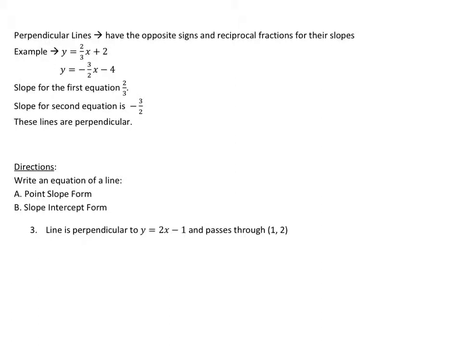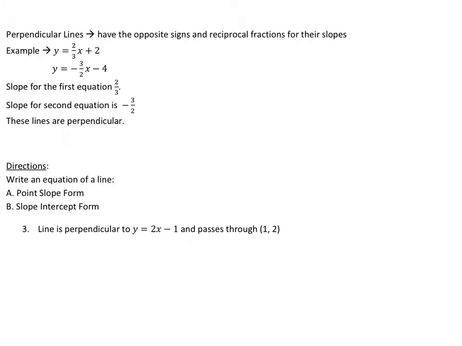Perpendicular lines have opposite signs, and they're the reciprocal fractions of each other. Another way to explain it, they're opposite reciprocals. So in the example that's given, this line's slope is 2/3. The slope of a line that's perpendicular to it, I flip the 2/3, make it 3/2, and then make it negative. So see how 2/3 and negative 3/2 are the opposite reciprocal of each other.